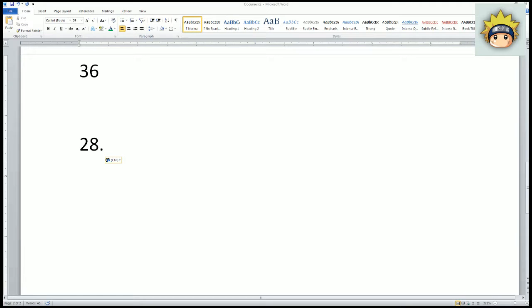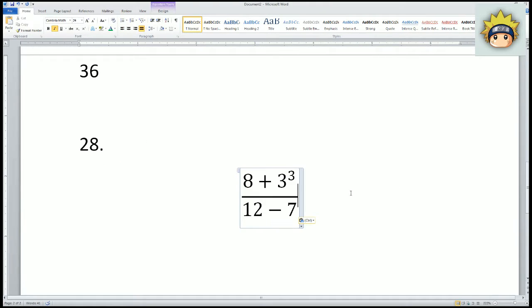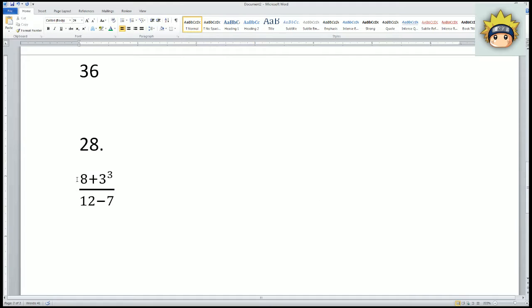28 gives us this expression. It is a fraction. 8 plus 3 to the power 3 on top, divided by 12 minus 7 on the bottom. Another way you could see it is like this. The top has its own parentheses, and the bottom has its own parentheses. That's if you want to see the visualization of it as well. This and this are the same thing.